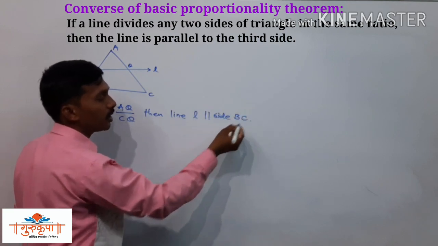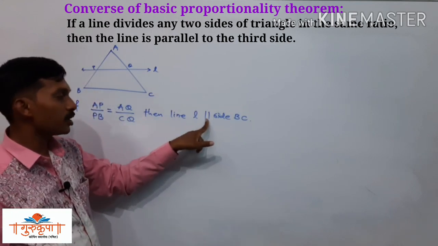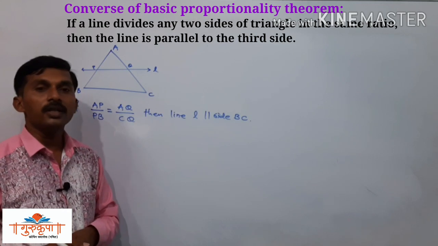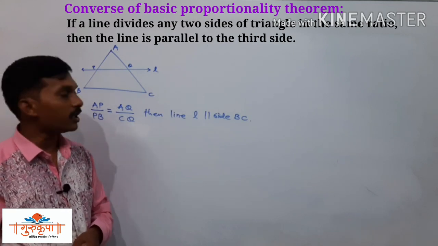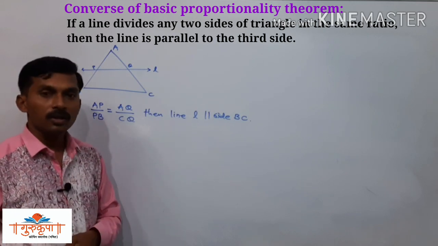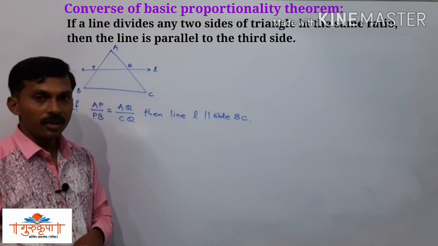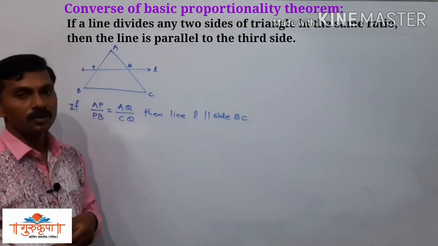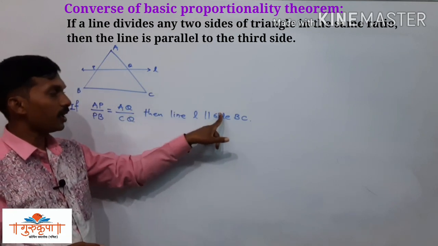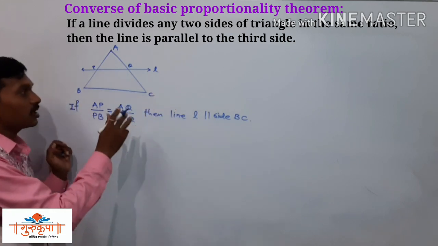We are not going to write the proof of this converse, and if you want to write this proof, we have to use the indirect method of writing the proof. But here it is not necessary to study the proof of this theorem. It is also not given in the textbook. We can prove this, but we do not have that much time to prove this. So here we will discuss the converse.